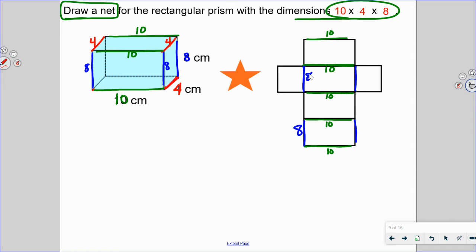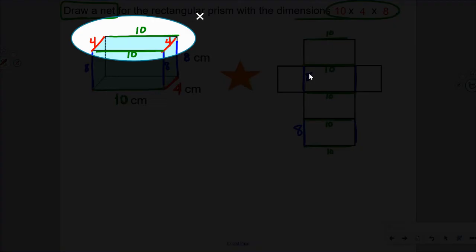So let's look at the other 10 by whatever rectangle. And if you can see, let me go ahead and just zoom in or actually focus in on that area. If you look at the top rectangle, it appears to be a 4 by 10 rectangle.